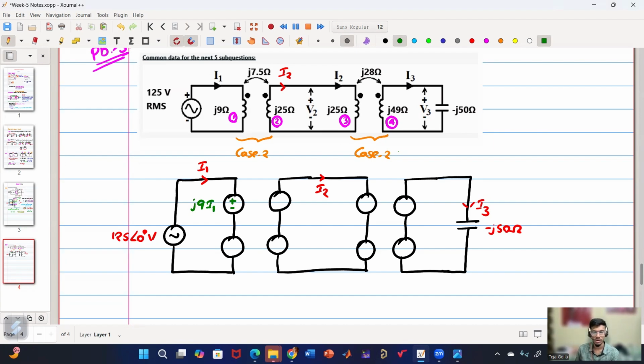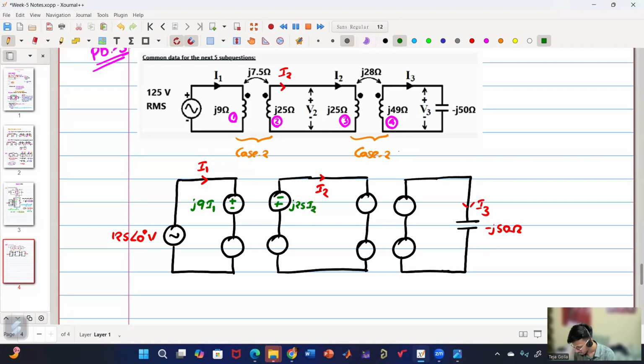For coil 2, will the polarity be at the bottom or top? You have to check whether current is entering from bottom or top. Wherever it is entering, that terminal will be positive. Minus top, so plus on the bottom. And what will be the value? j25 I2. Yes, very good.